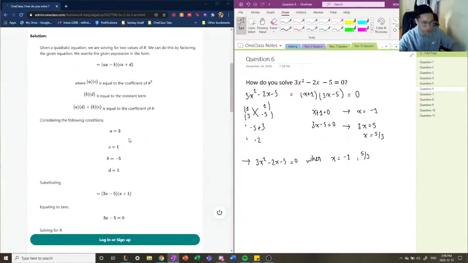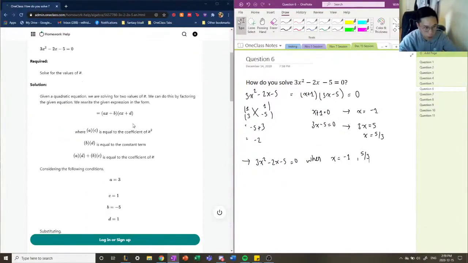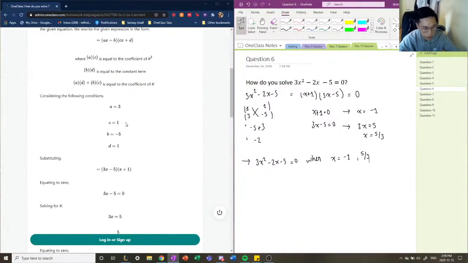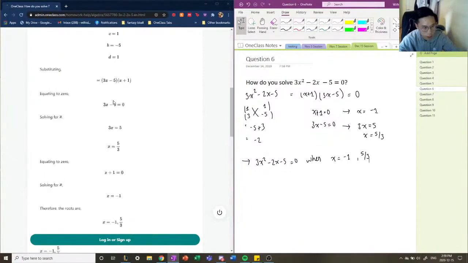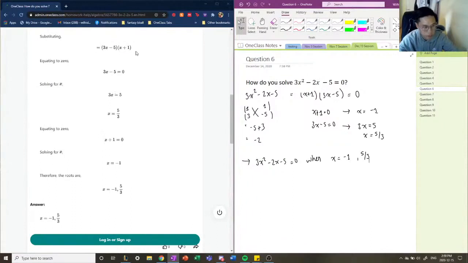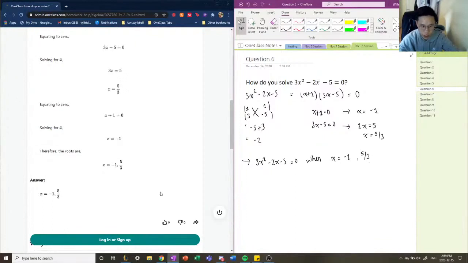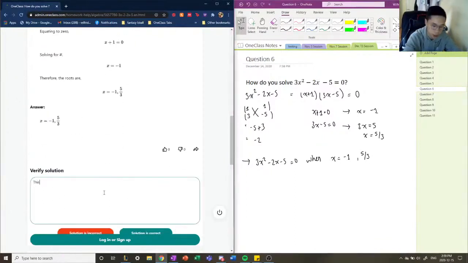All right, so they went through factoring, but we already explained how to factor, so we don't really need to cover this too much. But at this point, when they factored it, they realized that when we set these brackets to equal 0, that whole equation will be equal to 0. So we just solve 3x minus 5 equals 0 and x plus 1 equals 0. And they found the zeros, which are negative 1 and 5 over 3. So this solution is correct.